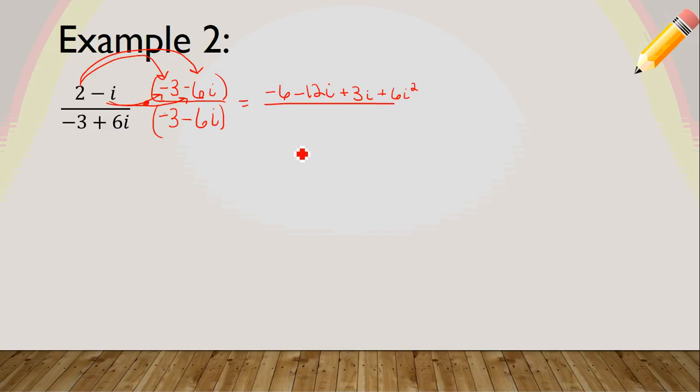Let's simplify the top of this one first, okay? Let's see. Look at my i's here. I can combine those together. That would make me negative 9i. And remember, i squared is the same thing as negative 1. So this is 6 times negative 1. That's negative 6. So I would have negative 6 minus 9i minus 6 more, leaving me with negative 12 for the real number part minus 9i.